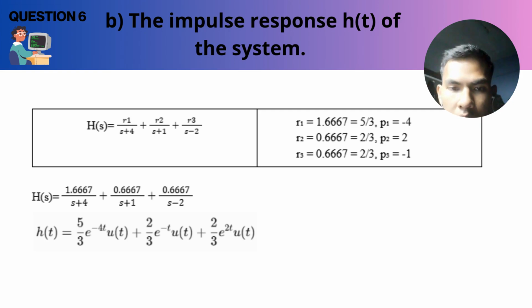Taking the inverse Laplace transform, and since the ROC is Re(s) greater than 2, meaning a causal and right-sided signal, the impulse response is h(t) equal 5/3 e to the power of negative 4t u(t) plus 2/3 e to the power of negative t u(t) plus 2/3 e to the power of 2t u(t). Note that the e to the power of 2t term grows over time, which is consistent with the system being unstable.